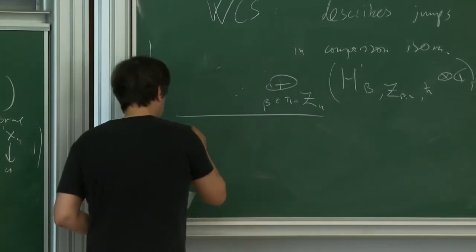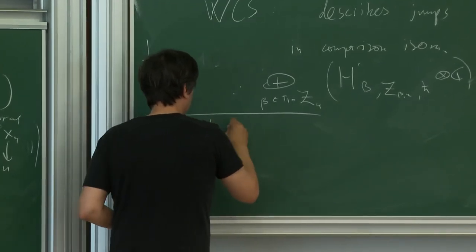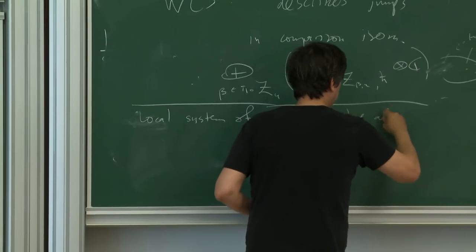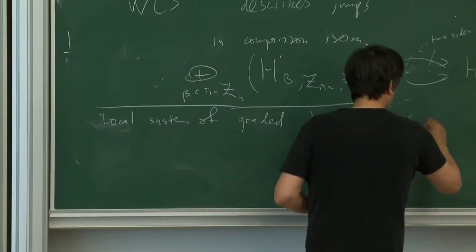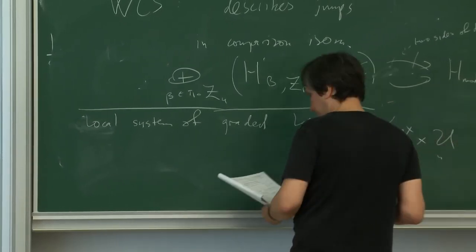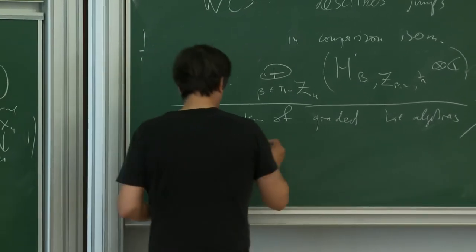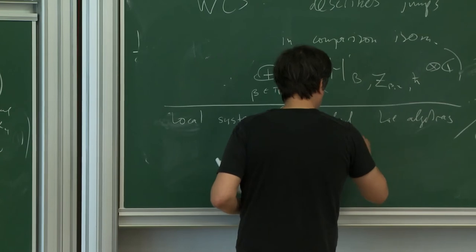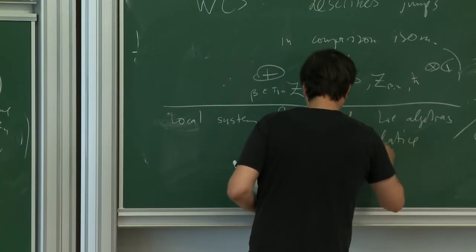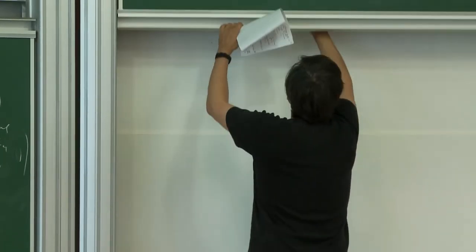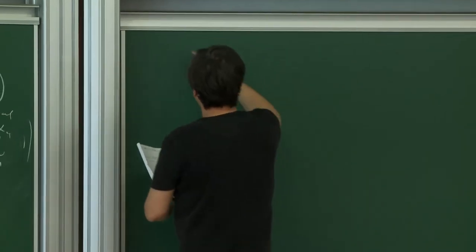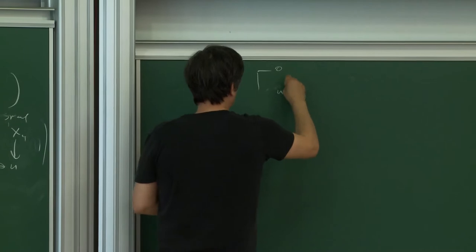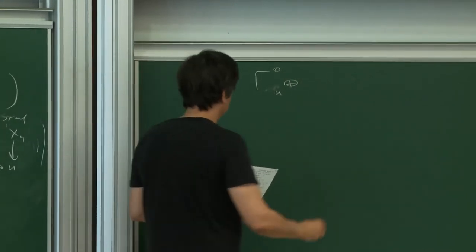We need some graded Lie algebra, a local system of graded Lie algebras, again on my parameter space. So the Lie algebra will depend on h bar and u, and graded in a grading lattice that depends only on u. It will not depend on h bar. What will be the grading lattice? Yeah, that's kind of a tricky story. It will be a mixture of two things.